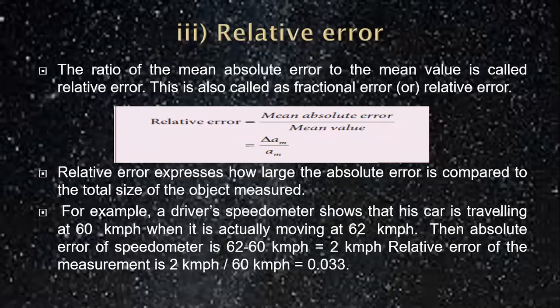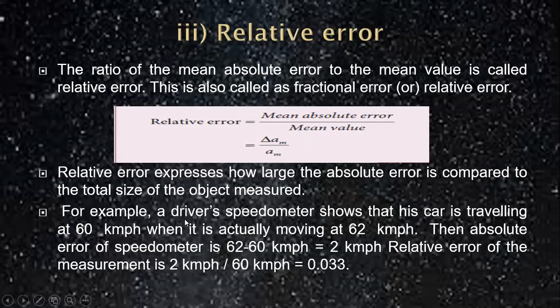The next one we have to go for is the relative error. Relative error is nothing but a ratio, the ratio between the mean absolute error and the mean value. Mean absolute error we have found out, that is delta AM. Mean value is AM. So relative error is mean absolute error by mean value, so delta AM by AM. The relative error expresses how large the absolute error is compared to the total size of the object measured.